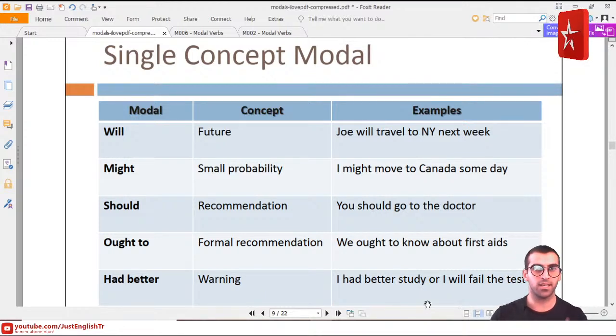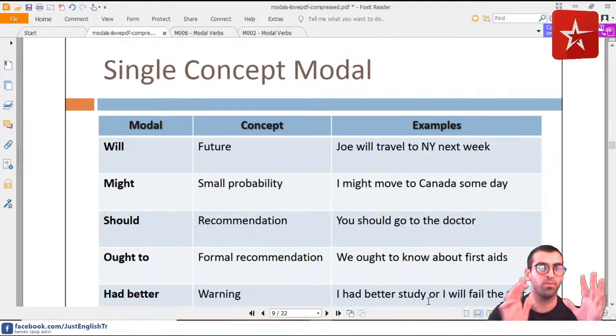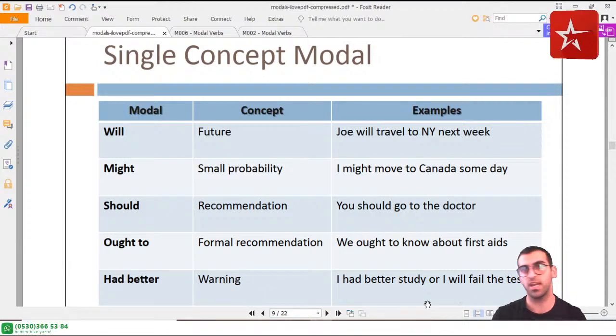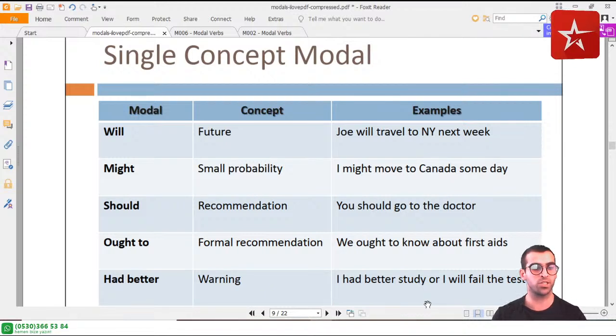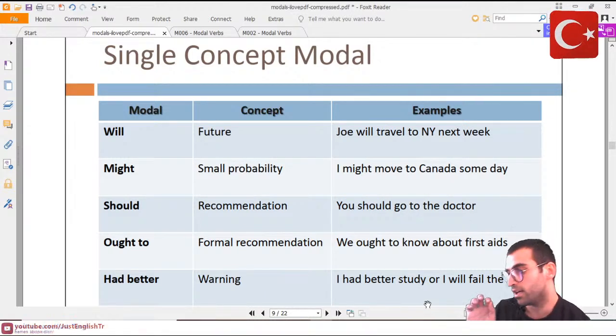Okay, guys, if you have any question related to this part, like about the single concept model, please write. Please ask your questions. If you don't have any question, let's keep going with the double concept model. It means the modal verbs that have two meanings. So if you have any question, I'm here. I'm open to your questions. Please let me know your problems with this grammar. I'm ready to answer your grammatical questions.